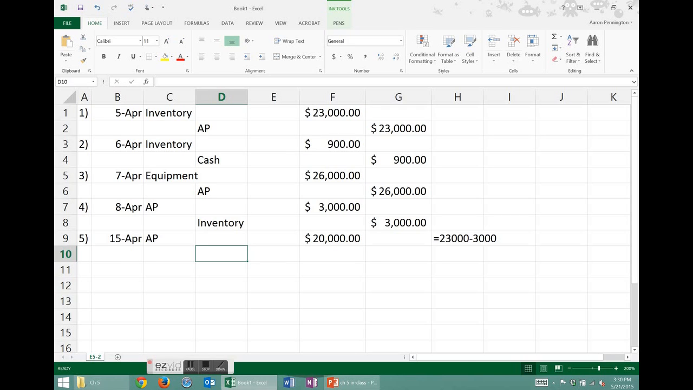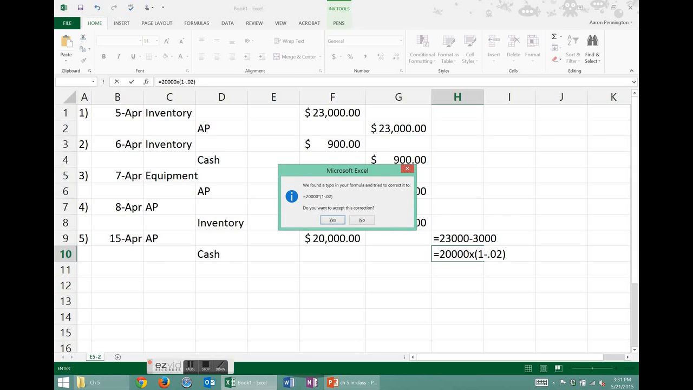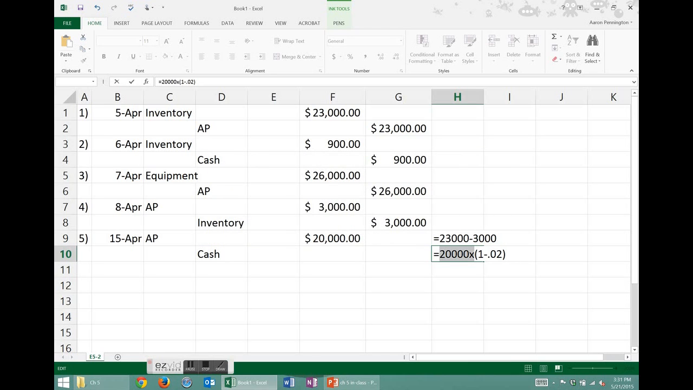All right, so they're going to pay some cash, but it'll be 2% less than the $20,000. So what you can do to calculate the actual amount of the payment sent is to take the 20,000, the amount still owed on the account payable, and take 1 minus 0.02, which gives you 98%, the amount paid less the 2% discount. This gives you 19.6. That's the amount of the check that would be cut.